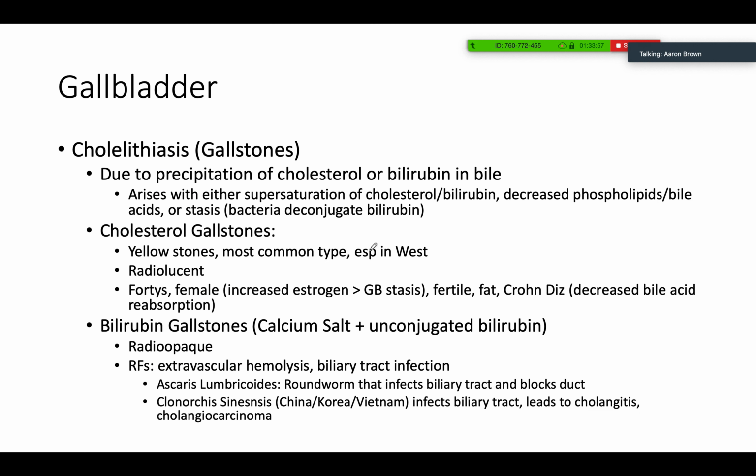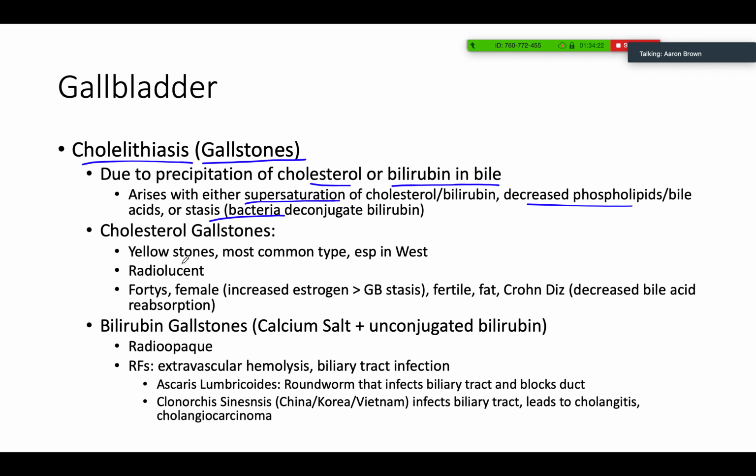So let's talk about different pathologies here. Cholelithiasis, so gallstones. Here we have a precipitation of cholesterol or bilirubin in the bile. Either supersaturation, decreased phospholipids, or stasis of the gallbladder, meaning it's not contracting for some reason. All of these things can lead to stones.